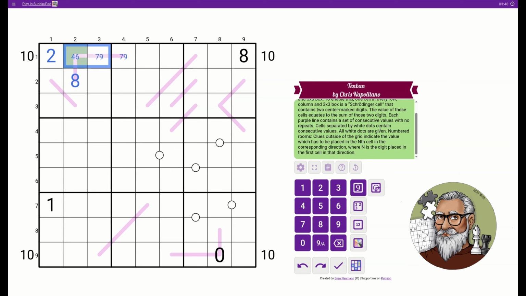Cells separated by a white dot contain consecutive values. All white dots are given. Yeah. So this one can't be 9, because this is 10. So this is 7, and this is 9. Right. This deserves another sip of great tea.